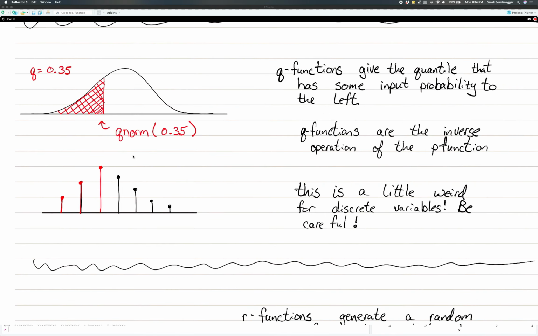The other thing that I want to be able to do is the inverse of the p function, which is to say, if I know what the probability is that I want, being the probability to the left, what value in my distribution gives me that probability? So what value gives me 35% of my probability to the left and 65% to the right? This is just the inverse of the p function, so we're going to call this my quantile function.